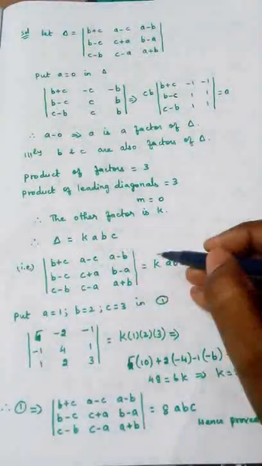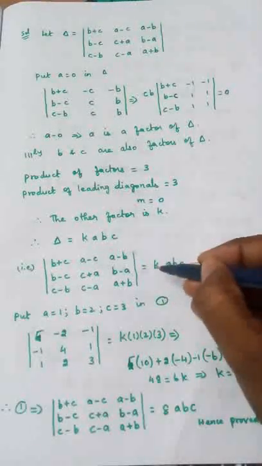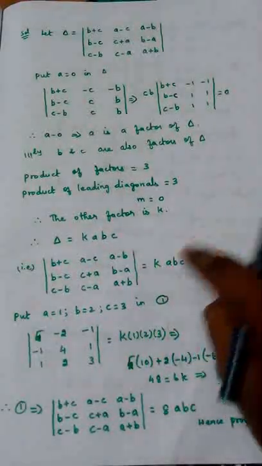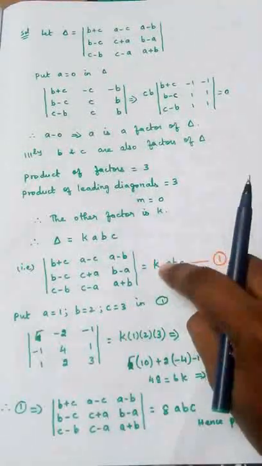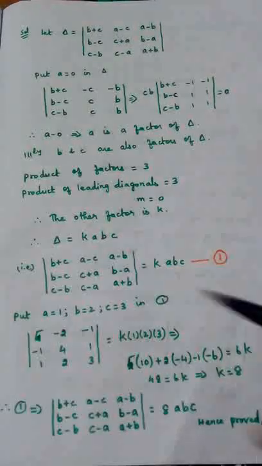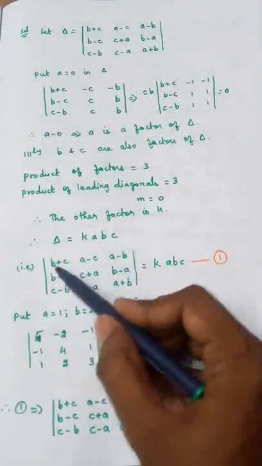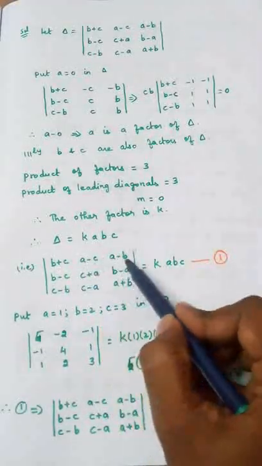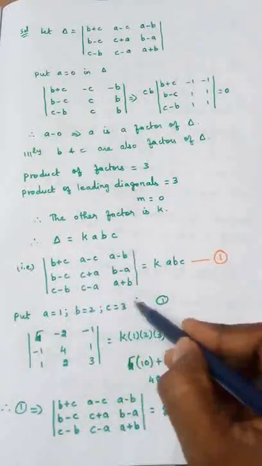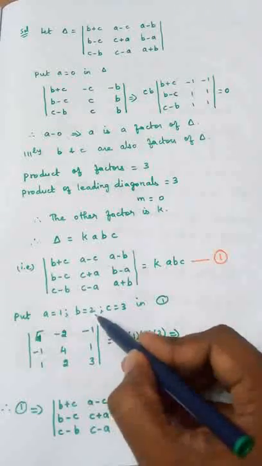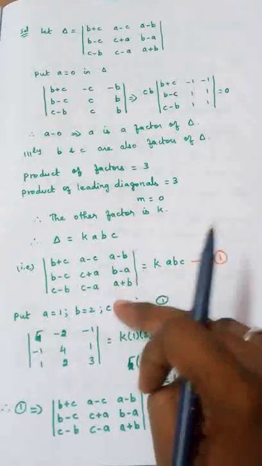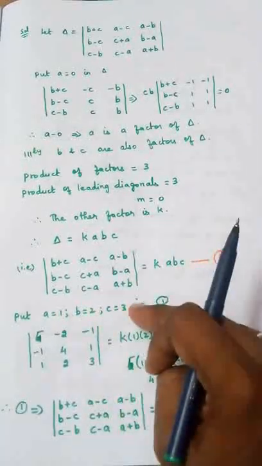Now what is our aim? We need to find the value of K. So what we have to prove? This delta is equal to 8 ABC. So when we find the value of K, it should be equal to 8. Then only our problem is correct. So here also, see what values we have to substitute. A, B, C are the 3 variables present here, so we have to choose values for them. So A equal to 1, B equal to 2, C equal to 3. We are taking like that. It is not necessary that you should always take like this. You can choose your own 3 values also.